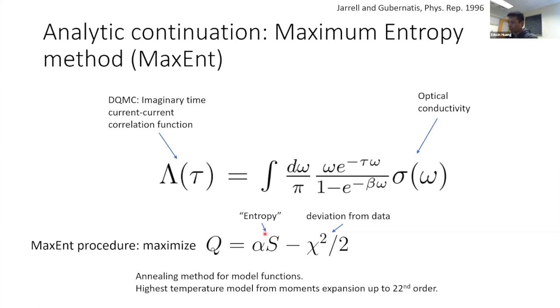For the experts in the audience, the model function that we are using here is an annealing method, which means that for each temperature, we're taking as the model function the next highest temperature. And at the highest temperature, we use a model function that is calculated based on a moments expansion.